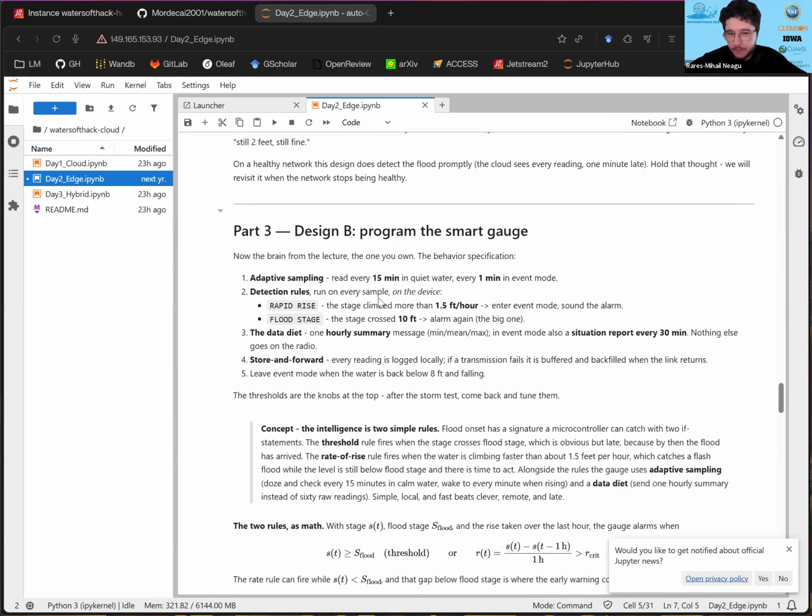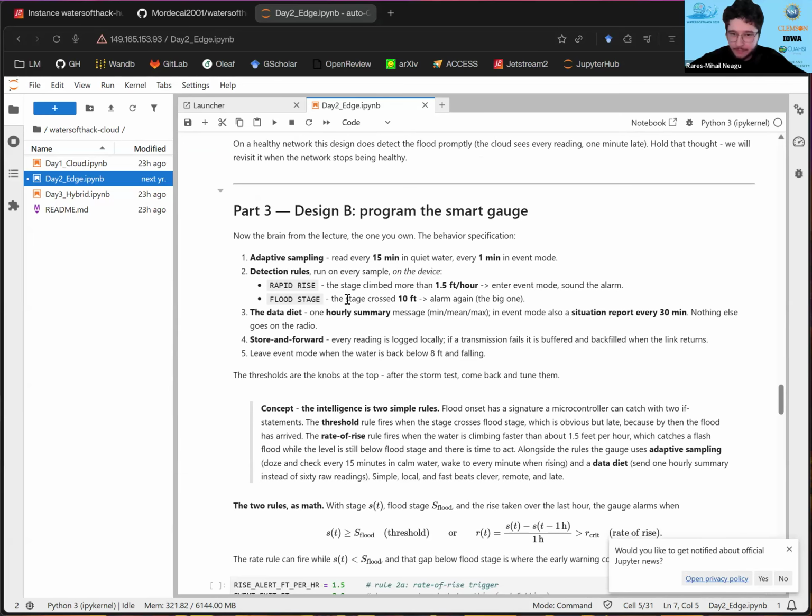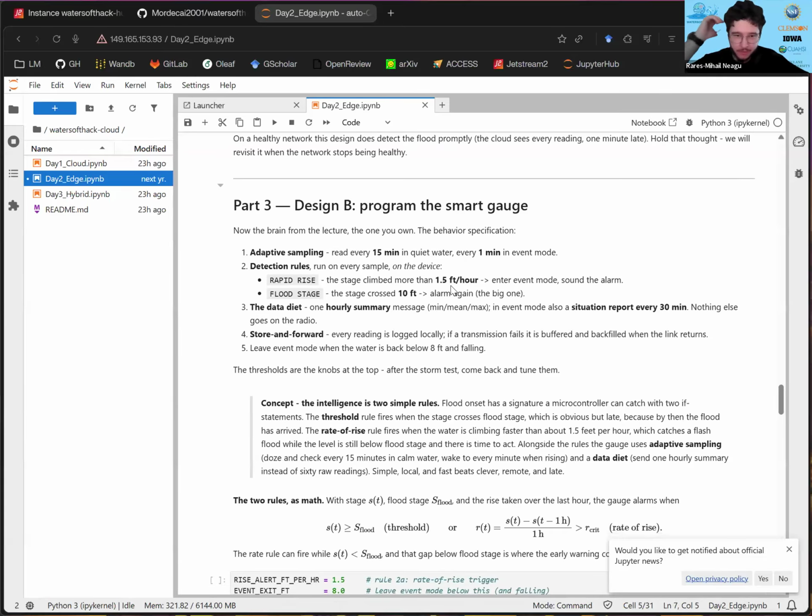Now, when it's in event mode, it's going to sample each 1 minute. Okay, now we're going to have some detection rules. Basically, we're going to have rapid rise, meaning the stage is going to keep climbing. If it climbs more than 1.5 feet per hour, then we enter event mode and we sound the alarm. Something is wrong, basically. It seems a storm or something's on the rise, right?